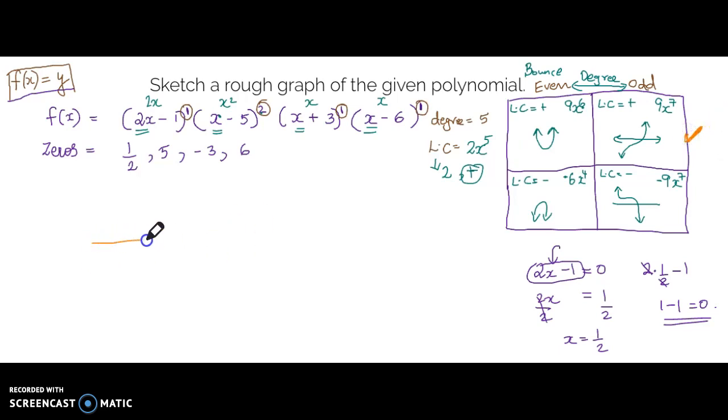So our graph is going to have all these x-intercepts. So let's say this is 0. I actually don't want to write the 0 there. I only want to write the x-intercepts there. So half will be after 0. Half is somewhere here. 5 is somewhere here. 6 is somewhere here. Okay. And negative 3, let's say it's somewhere here. Roughly, not the exact spots.